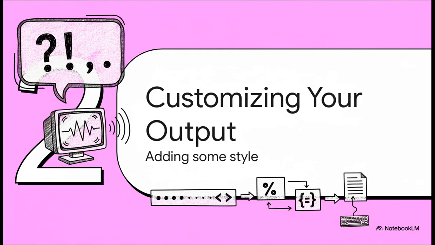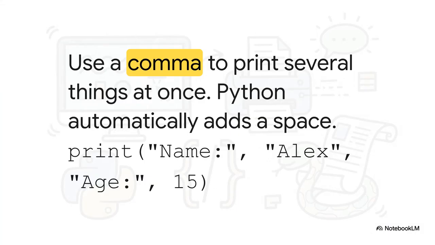Awesome. So we can make the computer talk and we can make it do basic math, but what about controlling how it talks? We can actually add a little style and control the formatting of our output, kind of like adding punctuation to a sentence to make it clearer. For starters, you don't have to print just one thing at a time. If you separate different items with a comma inside the print function, Python will display all of them, one after the other. And did you notice what it does automatically? It puts a nice clean space between each item for us.